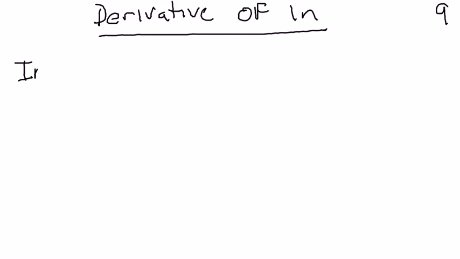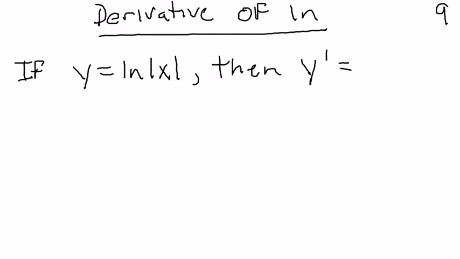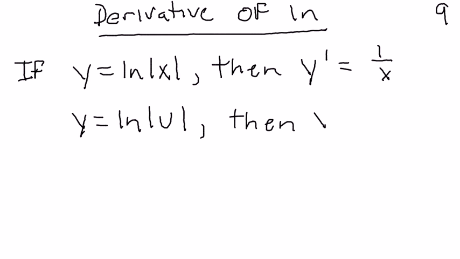If y equals the ln of the absolute value of x, then y prime is equal to 1 over x. If you were to put a function in there for x, so you said y equals the ln of the absolute value of u, then your derivative is just using chain rule. Y prime is 1 over u times the derivative of u, du dx.